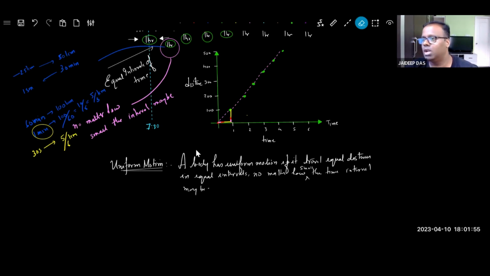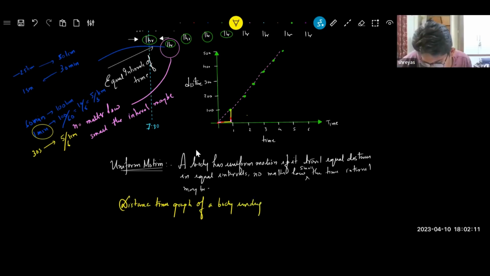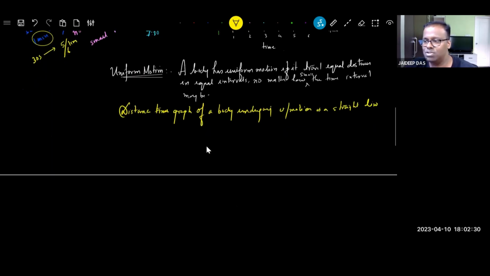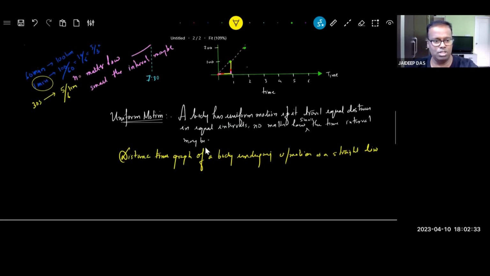The distance-time graph of a body undergoing uniform motion is a straight line. These will come as one mark questions, or they will give you graphs and ask you to identify which is what motion. Okay. Now, since it is graph, let's talk a little bit about graphs also. All of you written? Understood uniform motion?